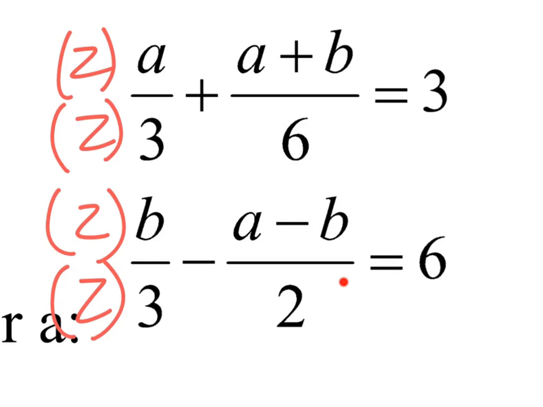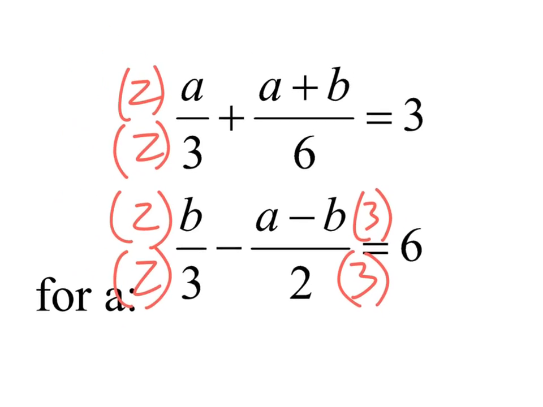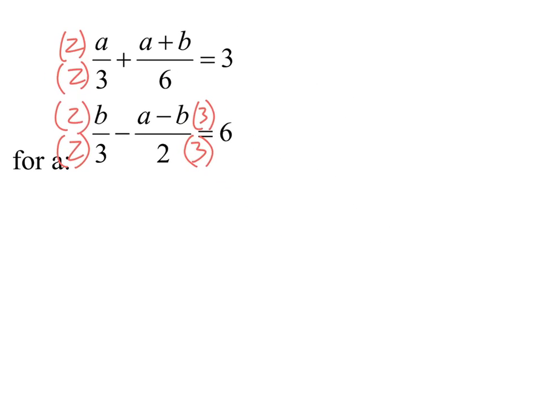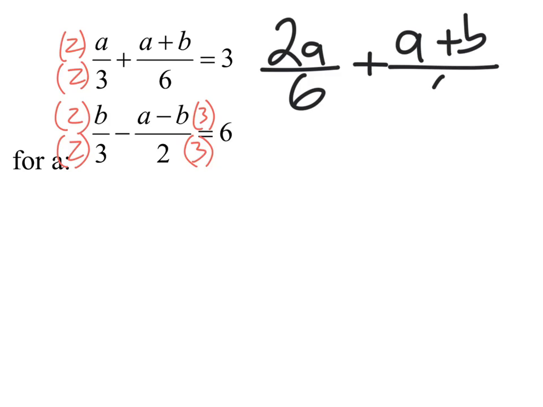This fraction right here, of course, 2 times 2 is going to give us 4. We don't want that. We're going to multiply this one by 3, and if we do it to the bottom, we've also got to do it to the top. So let's simplify, and we're going to look at this top fraction right here. So we're going to multiply 2 times a, and that's going to give us 2a over 6 plus a plus b over 6. Great.